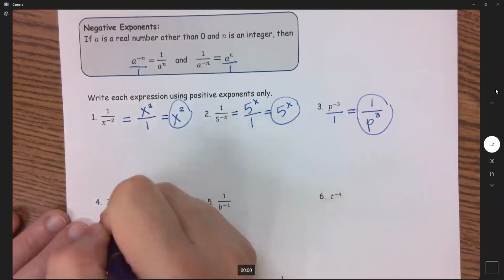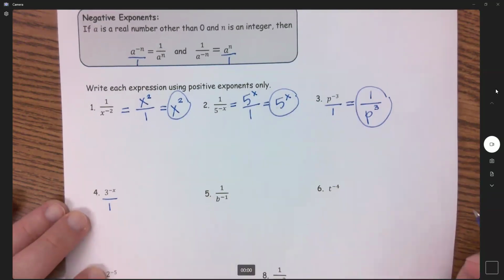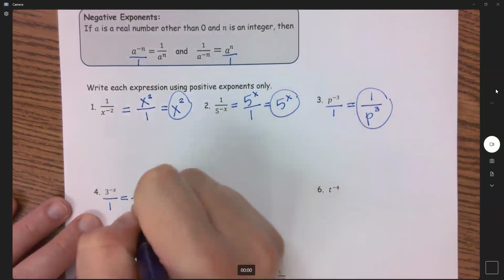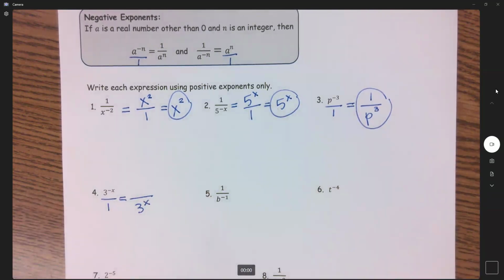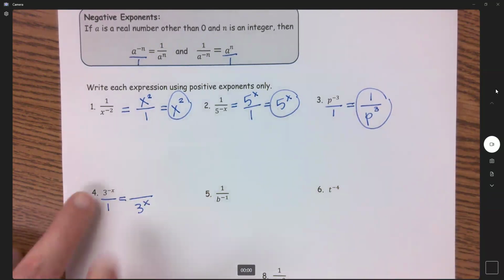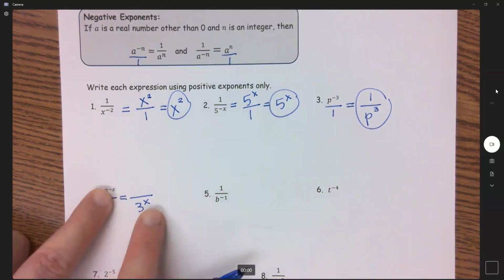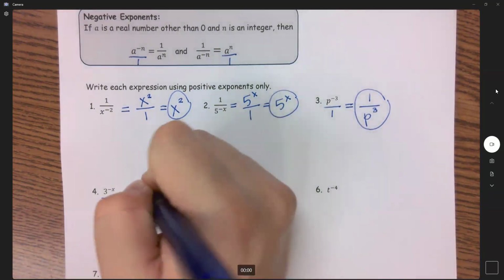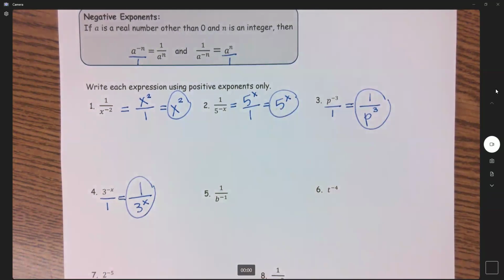Okay, same thing here. If this is a fraction, we can put that over 1. So now that needs to go down here to the bottom of the fraction. That 3 stays positive, but now that negative x becomes positive x, and we'll use a 1 as a placeholder for the top of that fraction.